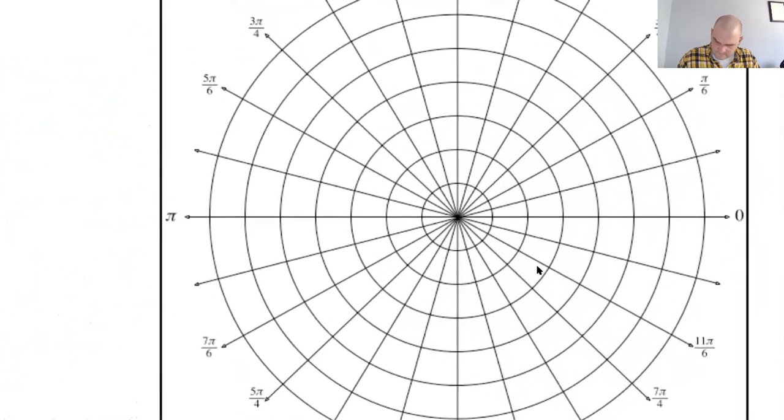So 7 pi over 6 goes through to pi over 6, which is why pi over 6s are just going to work. And then 11 pi over 6, going the other way, will be 5 pi over 6.